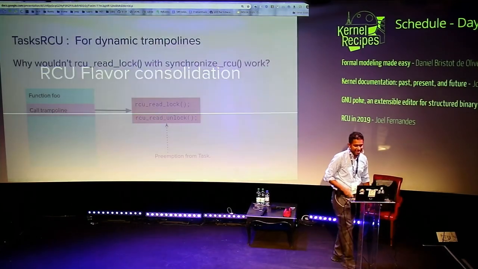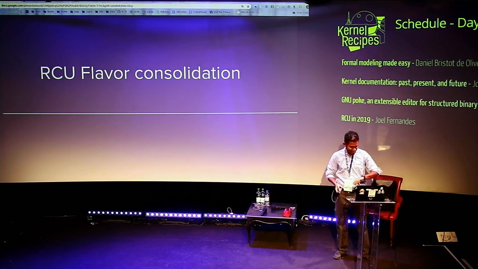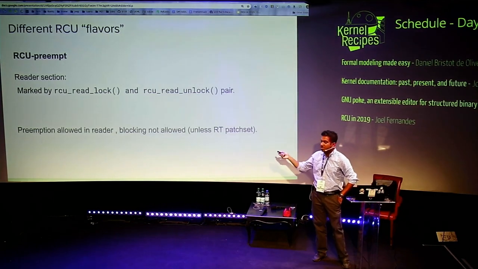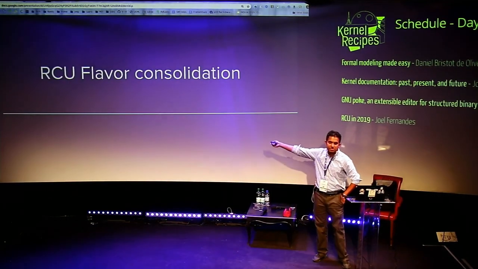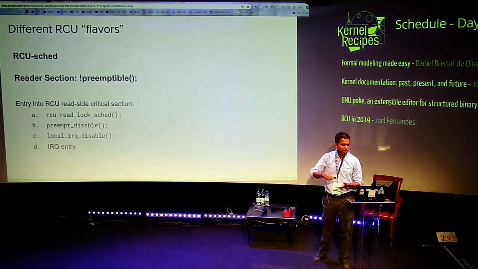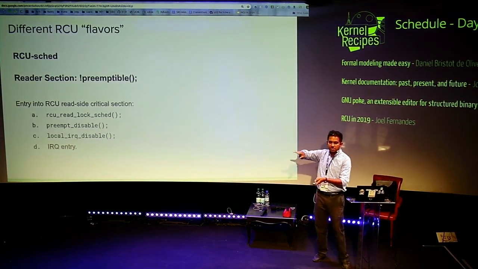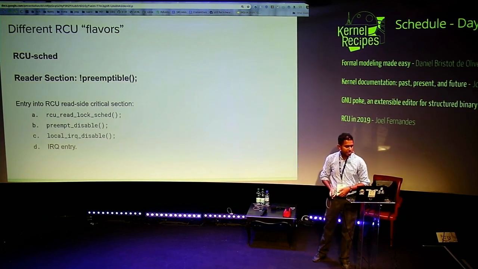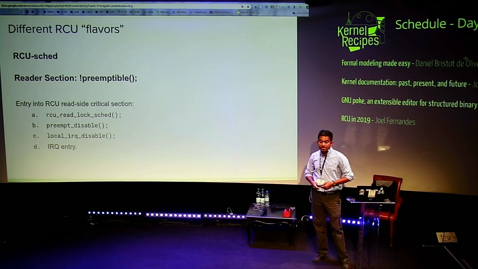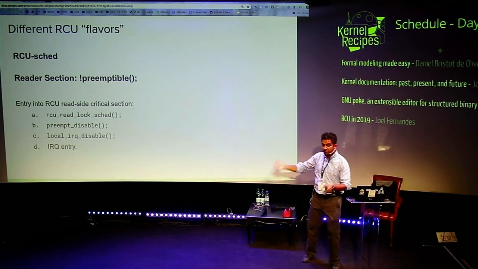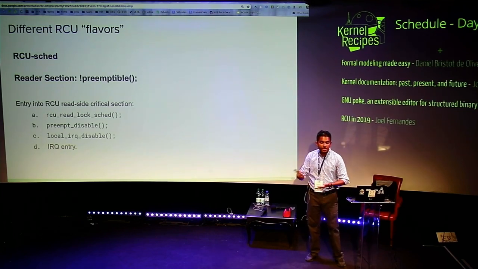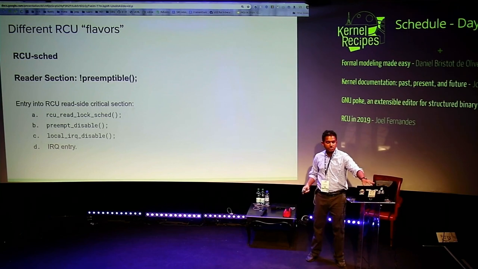2 minutes. Okay. Unfortunately, I don't have time to go over this topic, but to give you a gist of what this is: RCU flavor consolidation. It's the work we've been doing for the last year or so. Before, we had different RCU reader flavors. You had the RCU sched flavor, which is basically: if you are not preemptible, then you are an RCU reader, and if you're preemptible, then that can imply a quiescent state. That's the RCU sched flavor.